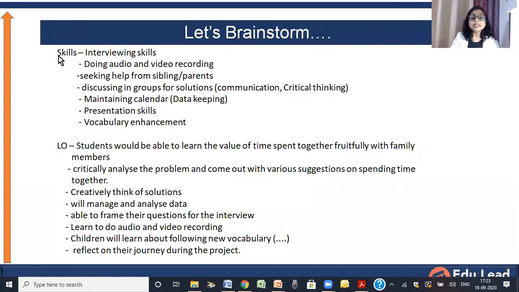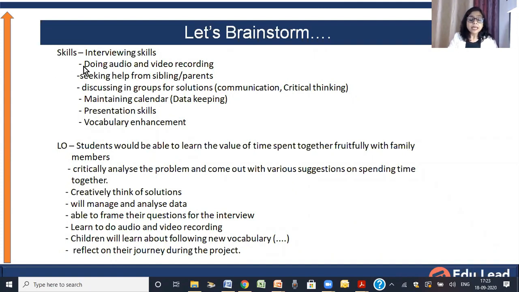Then what are the various skills? The skills are interviewing skills, doing the audio and video recording. Let the children do it. They are digital natives. They will be able to handle this. Okay, so let them do it. Let the parents tell them. Parents should help them out, but they should let the children do it.